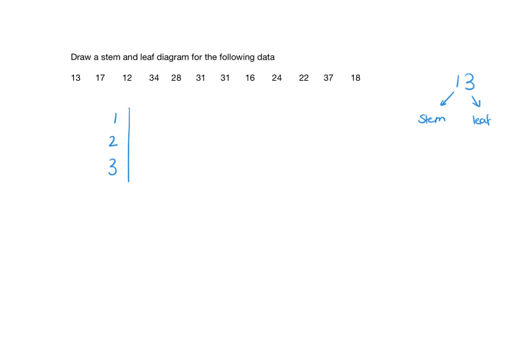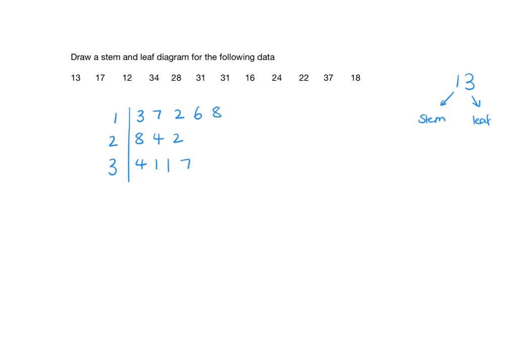So the number 13 would go in the first row because it's got a stem of 1 and its leaf is 3. The number 17 would go next. I've got 12, which would go in the same row. 34, the number 4 would go in the bottom row. 28, the number 8 goes in the 2 row. I've got two 31s, so I've got two 1s going in the 3 row. And 16, so I've got a 6, 24, 22, 37, and 18.